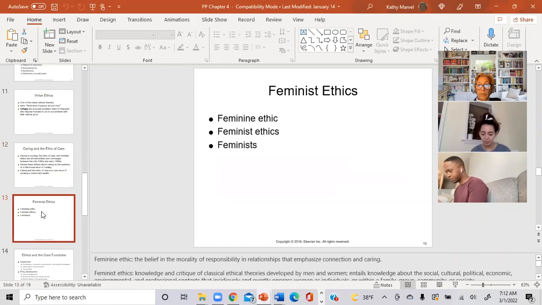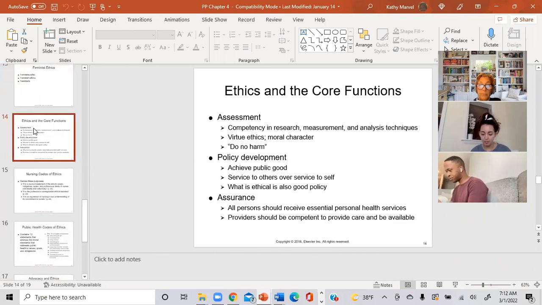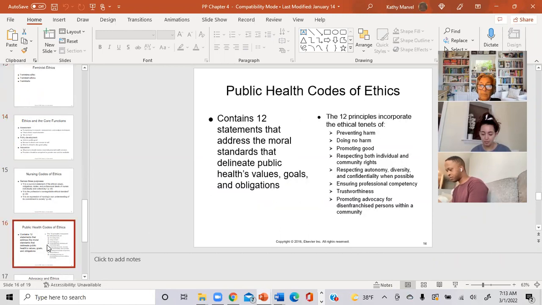Well, we're going to cover feminist ethics. What is that? Ethics in the core functions. What is assessment with regards to ethics? What is policy development? What is assurance? And then there's a public health code of ethics with 12 principles, right?